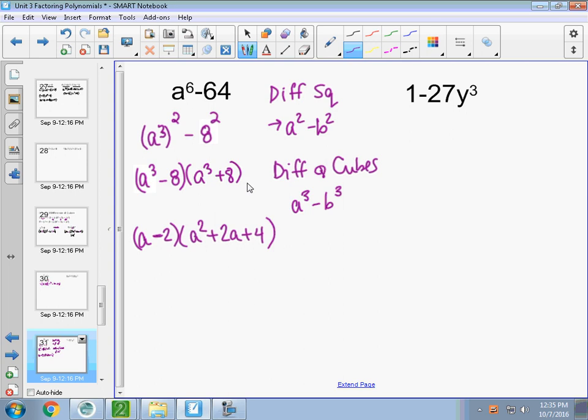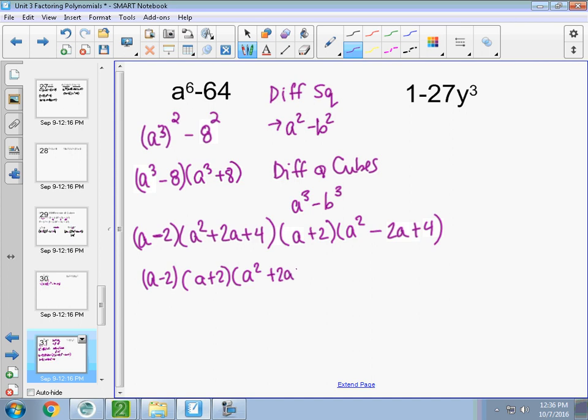And the a to the third plus 8 is a sum of cubes. So that would be a and 2. And then I'd have a squared, 2a, and 4 again. Same sign would be a plus, opposite sign would be a minus, and then I'd have always positive. So for this, I have a minus 2, a plus 2, a squared plus 2a plus 4, and a squared minus 2a plus 4. So that is the factored form for a to the 6th minus 64.